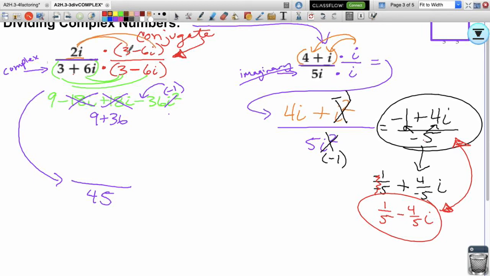So 2i times 3 is 6i. 2i times negative 6i, 2 times negative 6 is negative 12. i times i is i squared. I know that's going to be a negative 1. And I'm going to write this in the correct order now. Okay, because remember, it has to have real and then the complex. So negative 12 times negative 1, right? Negative 12 times negative 1 is going to be positive 12. This is already a positive 6i. And then I'm going to put the whole thing over 45.